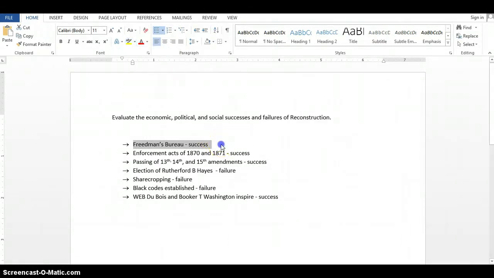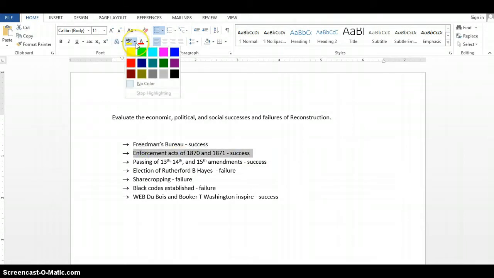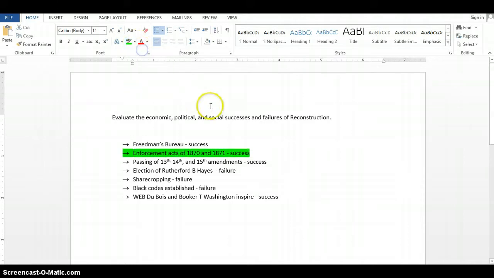Actually, we'll leave that one for last in case we need one more in any category. But next is the Enforcement Acts of 1870 and 71, and I would say that these are a political success because they are acts. So political, we're going to label this green color. Passing of 13th, 14th, and 15th Amendments, also an act, we're going to say is political. Election of Rutherford B. Hayes, this one is a failure, but again, it is political.